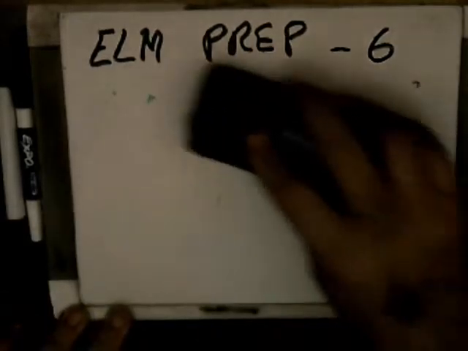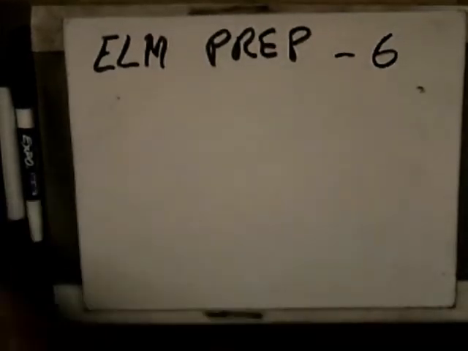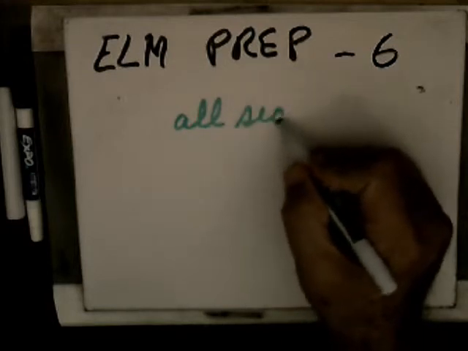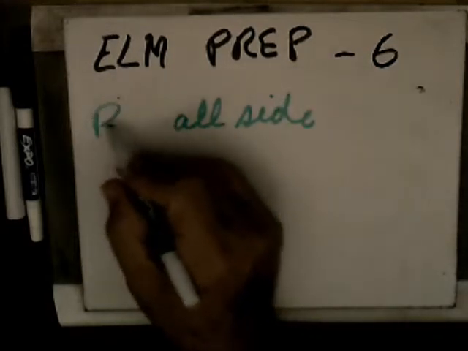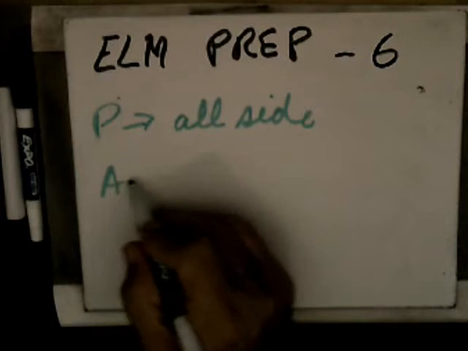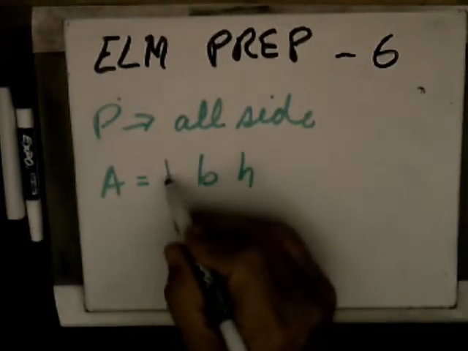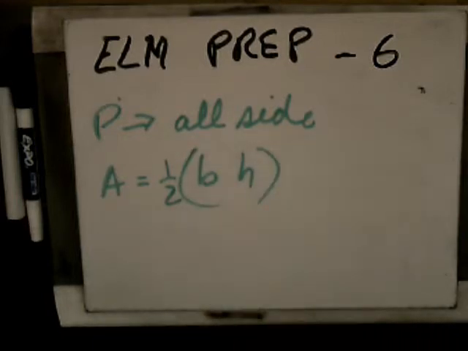All right, so triangles, we're either going to have all sides to find the perimeter. If we're looking for area, we're going to have the base and the height, and then we're going to take 1/2 of that amount. Okay. Triangles.